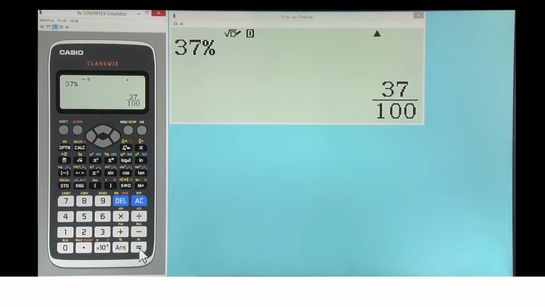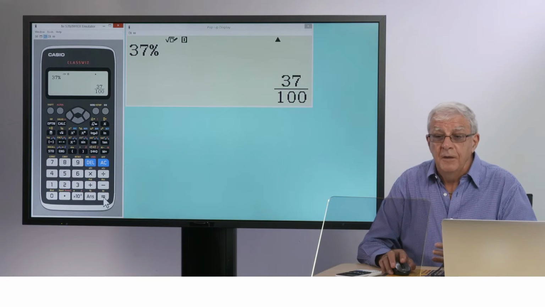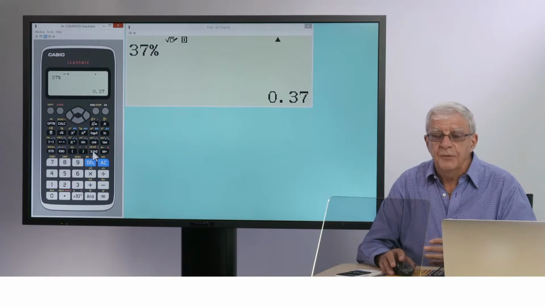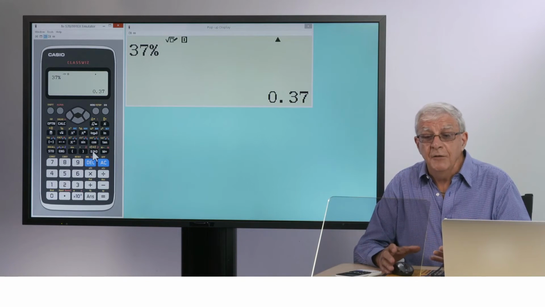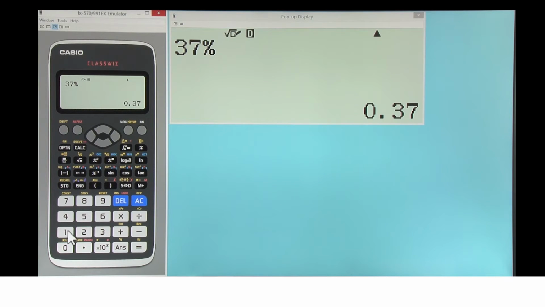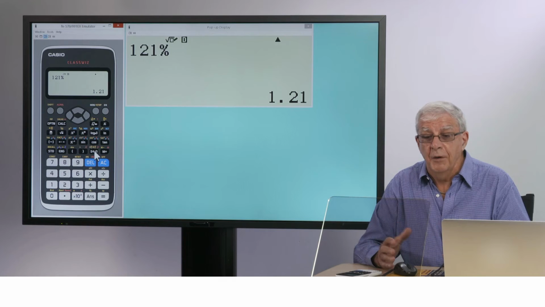And of course, ClassWiz represents it as a fraction, as it always does in math mode. If we want it as a decimal, we can tap the S to D key to show the decimal equivalent of 0.37. Of course, percentages can be greater than 100%, such as 121%, which the ClassWiz handles in exactly the same way. 121% is 121 over 100, or again, if you prefer, 1 21/100ths, or if you prefer again, the decimal number.